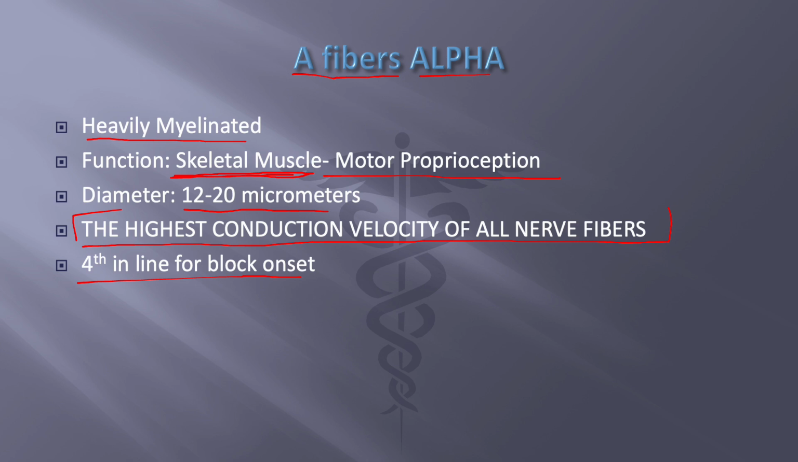So when we say that, that means that I administer my local anesthetic. Okay, it affects this nerve first, 2nd nerve, 3rd nerve, and then finally the A alpha nerve. Because they are heavily myelinated and large in diameter, it takes longer for our local anesthetics to block them.